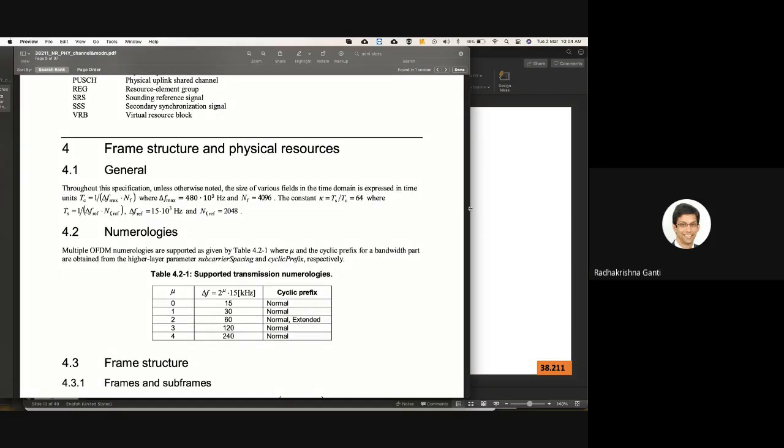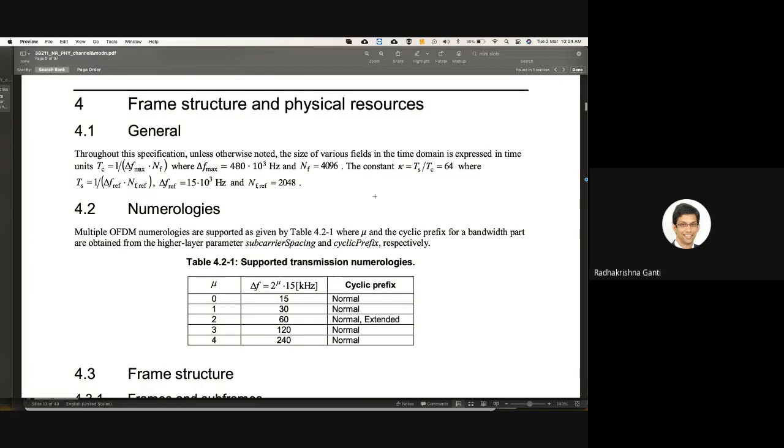So let's start at this point, where the whole thing starts. Essentially, first let's take a little bit of time and read 4.1.1, and then I will explain. Throughout the specification, unless otherwise noted, the size of various fields in the time domain is expressed in time units of Tc, where Tc is equal to 1 by delta F max into Nf, where delta F max is 480 kilohertz and Nf is equal to 4096. So what does this mean?